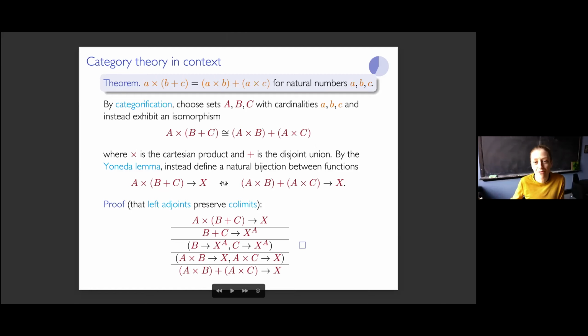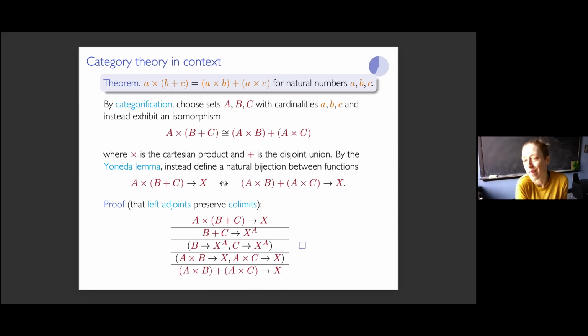And so now, in a sense, maybe I've made the problem more abstract. I've replaced this equation between natural numbers with a natural bijection between sets of functions. I can give a very general proof, and this is a special case of a theorem that I'll discuss on the next slide, that left adjoints preserve colimits. If I had a function whose domain is the Cartesian product of A with the disjoint union B plus C and whose codomain is X, then by currying, that's equally a function that takes as a single variable the disjoint union of B plus C and outputs a function from A to X.